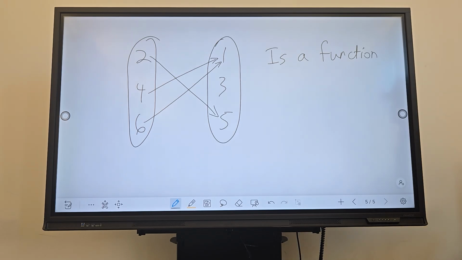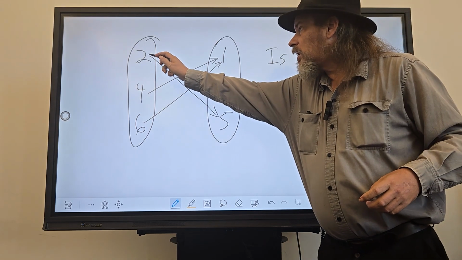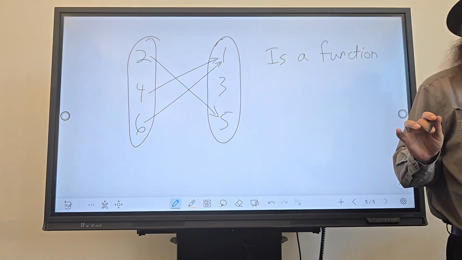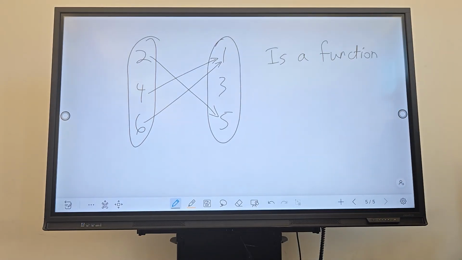Some people think of functions as little black boxes. Yes. If there were say an arrow from 2 to 3 and 2 to 5, that would not make it a function. You would not be able to code that in C++ or any other language that I'm aware of.